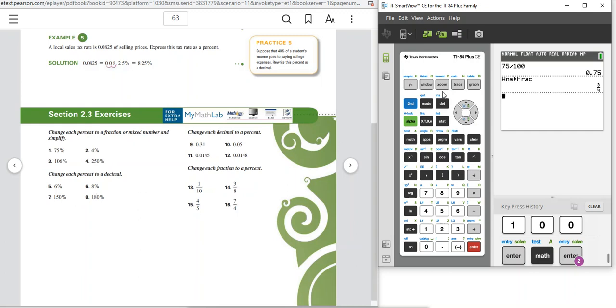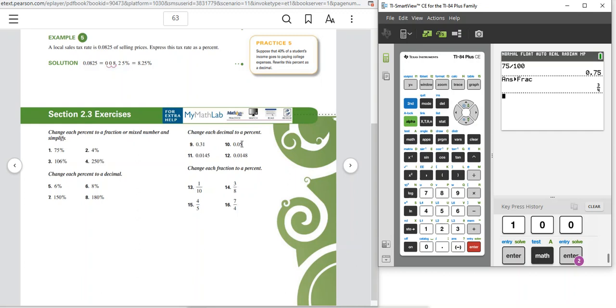Just put it over 100 in your calculator, hit enter, it'll reduce it, or you can change it over to a fraction. So that's pretty easy. And then going back the other way, each decimal to percent, you write it out as you would read it. So 0.31 is 31 hundredths, and we know that hundredths means percent. So that means that is 31%. 0.05, 5 hundredths, just means 5%.